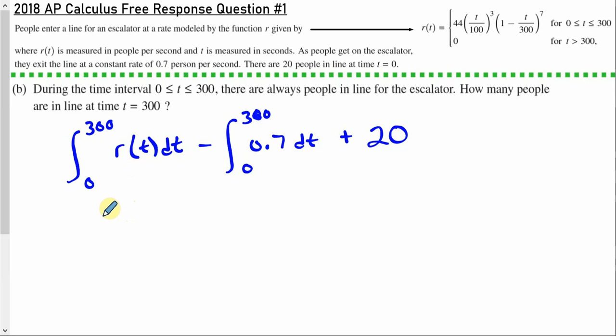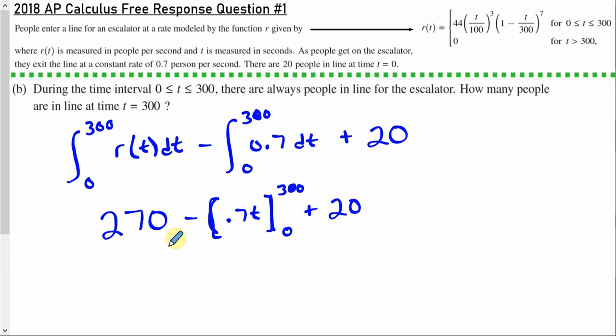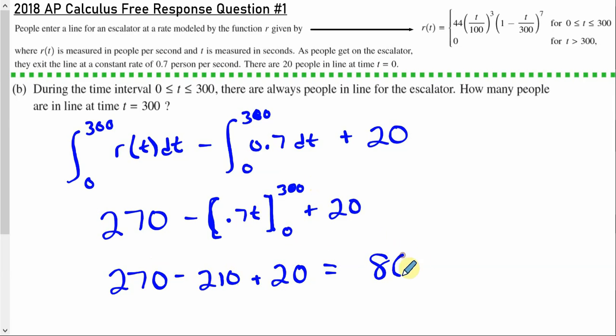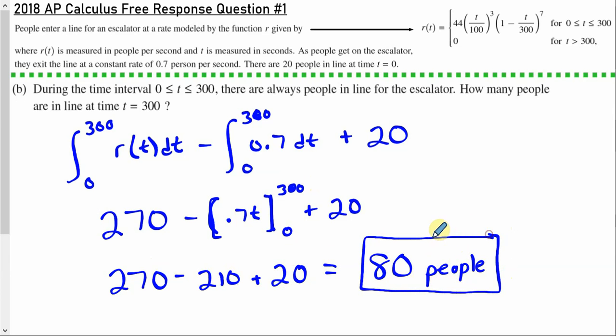So we know this answer is 270. Now to calculate this, the antiderivative of 0.7 dt is 0.7t. And we are calculating that from 0 to 300, plus 20. All right, so what's 0.7 times 300? 0.7 times 3 is 21, so 210. When I plug in 0, we get 0. So 270 minus 210 is 60, and 60 plus 20 is 80. So there'll be 80 people at the end at 300 seconds. So 20 people started, 80 people at the end of that time.